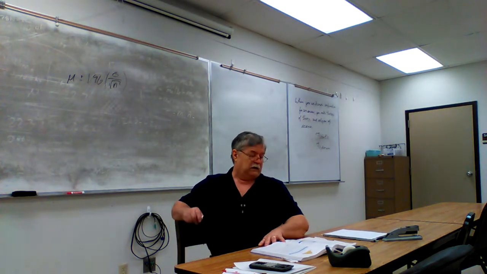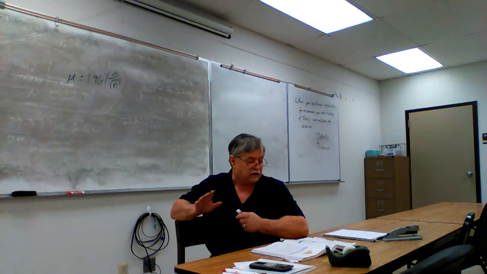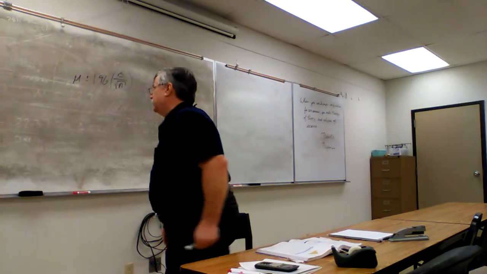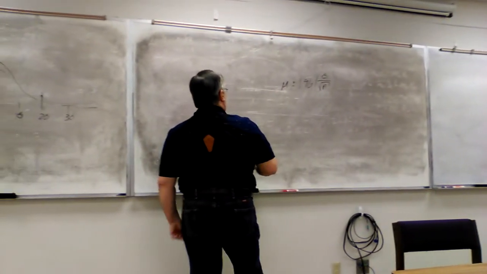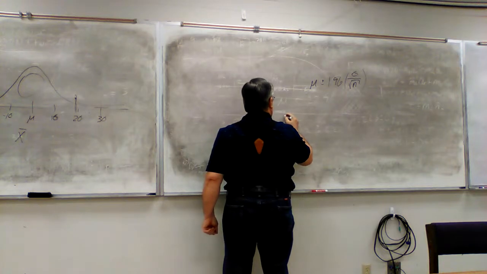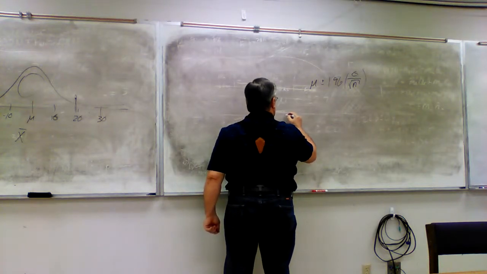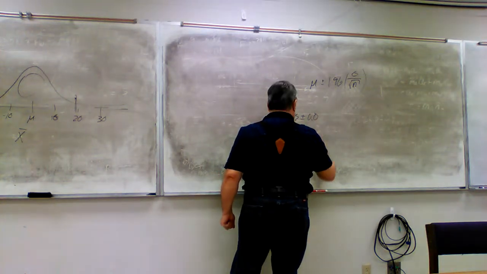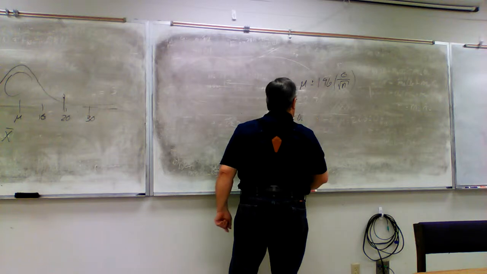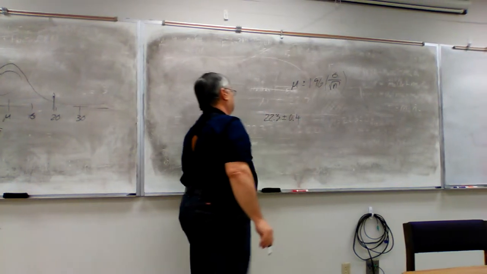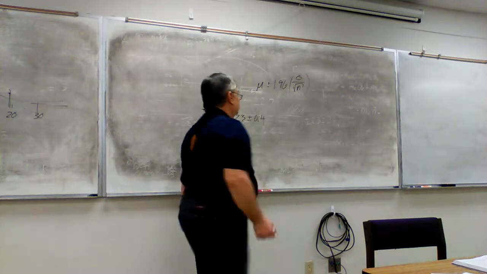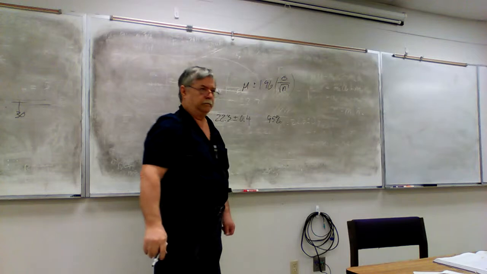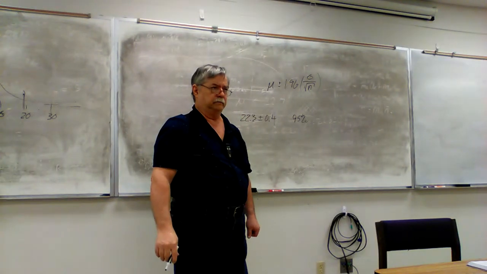Okay, let me point out a couple of things here. You'll remember this started off with us giving an interval, our estimate of mu is 22.3 plus or minus 0.4. We're 95% confident that that's it. That's true.